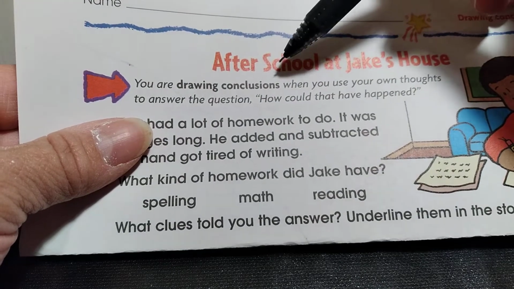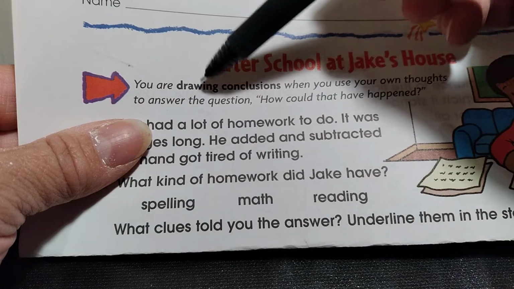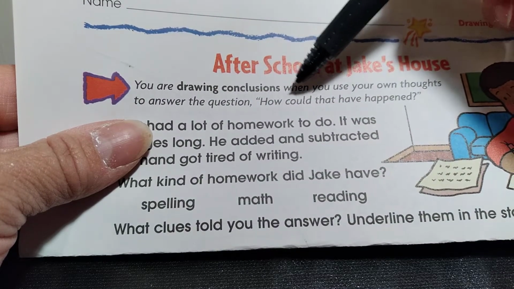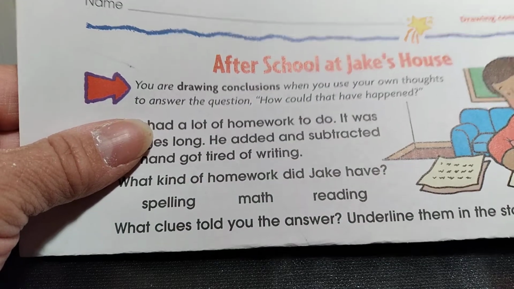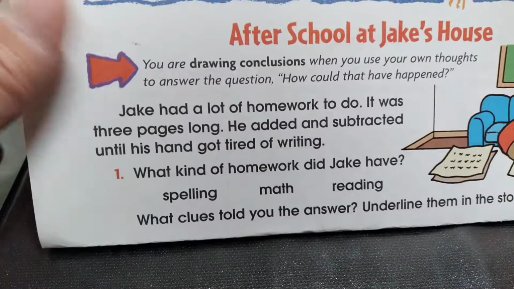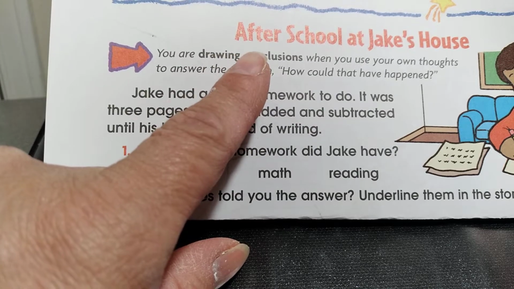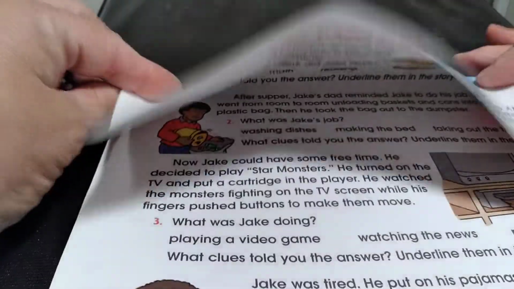All right, when you draw conclusions, you use your own thoughts to answer the question. For instance, how could that have happened? That's just an example, there's others you could come up with. So, drawing conclusions is when you use your own thoughts to answer the questions. Okay, so let's do a worksheet.